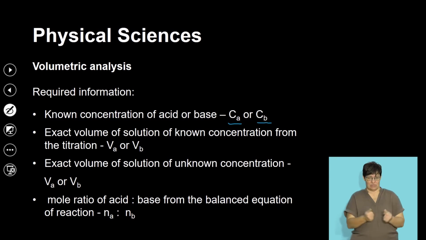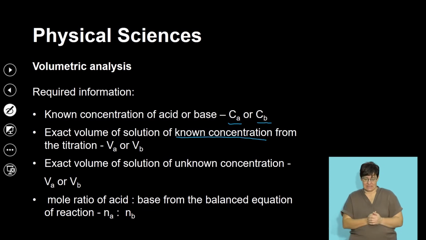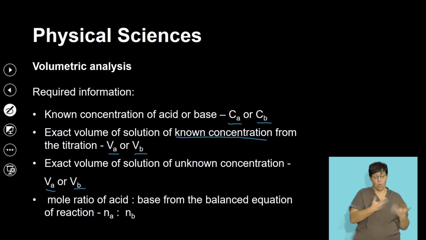Okay, what else do we need? We also need the exact volume of the solution of the known concentration. This is our standard solution, the one that came off from the burette, and we recorded that value. It's either the volume of acid or the volume of the base, right? And then again, what do we need? We need the exact volume of the unknown concentration, the one that we pipetted. So it's either volume of acid or volume of base. It can be one of the two.